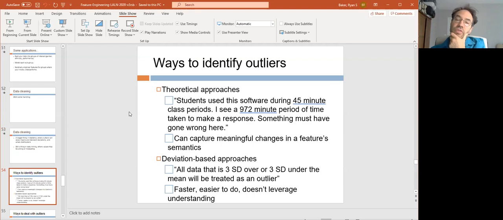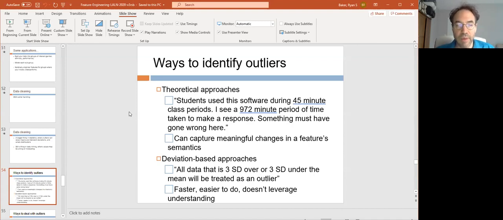Students use this software during 45-minute class periods. I see a 972-minute period of time taken to make a response. Something must have gone wrong here. Now, it's important to distinguish between cases that seem wrong and cases that have to be wrong. This is a case that has to be wrong. Negative time is another case that has to be wrong. Just in a MOOC, 972 minutes seems wrong, but it doesn't have to be wrong. It's not impossible that the student really could have been working on the assignment for 972 minutes. Surely all of us have had 16-hour work days before.